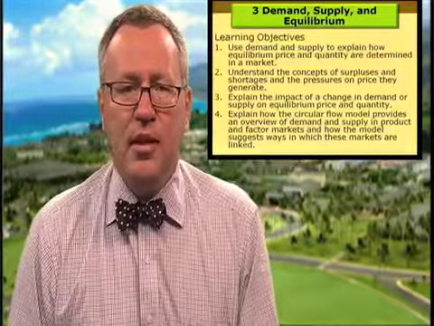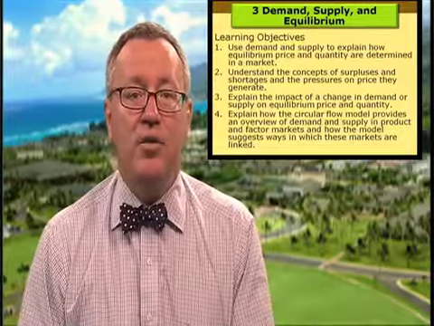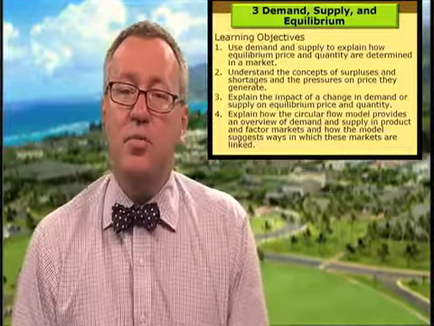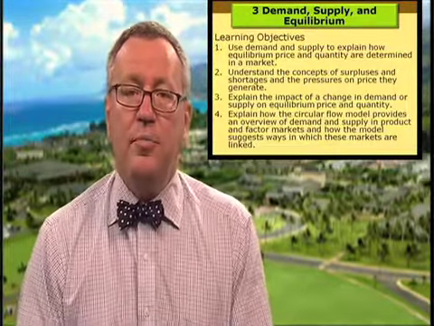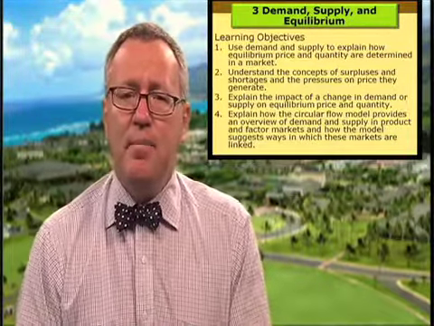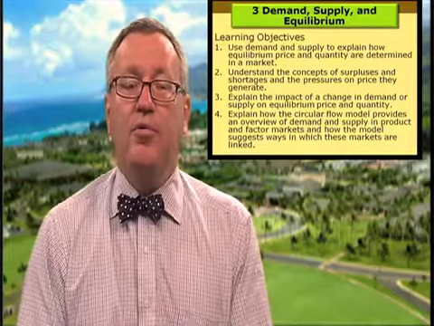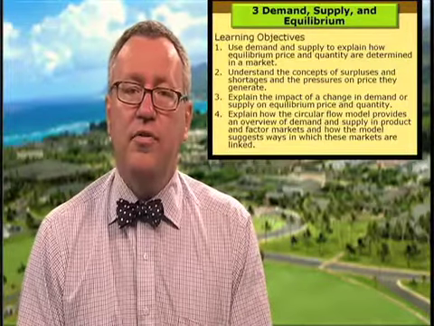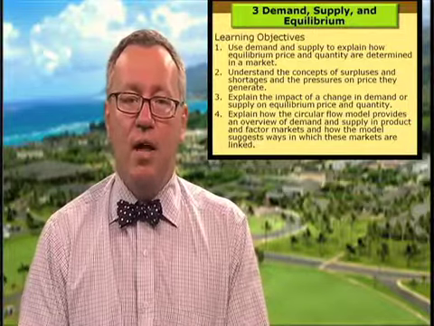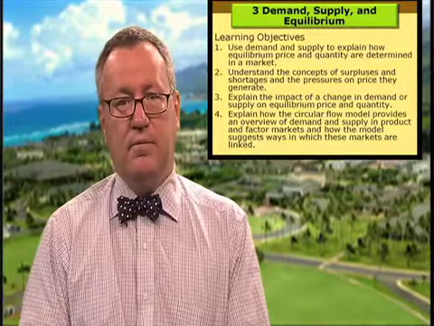The learning objectives of this section are: number 1, to use demand and supply to explain how equilibrium price and quantity are determined in a market. Number 2, to understand the concepts of surpluses and shortages and the pressures on price that they generate. Number 3, to explain the impact of a change in demand or supply on equilibrium price and quantity. And number 4, to explain how the circular flow model provides an overview of demand and supply in product and factor markets, and how the model suggests ways that these markets are linked.